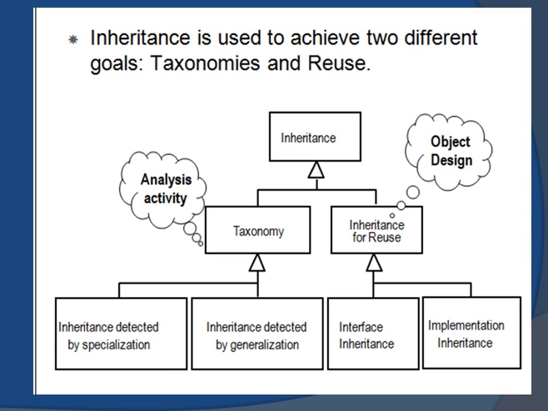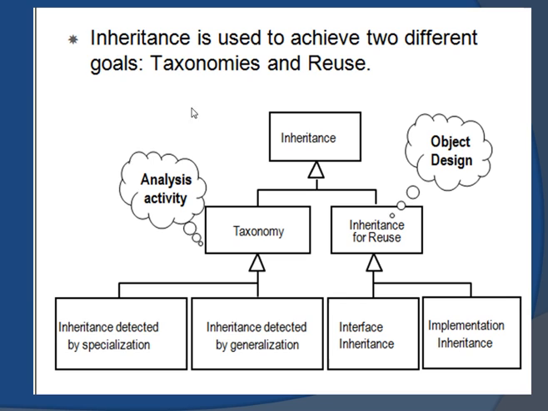Now here we have an example of inheritance that is being used to achieve two different goals, taxonomy and reuse. Look at the figure carefully here. At the very root level, we have inheritance. So this is the superclass here, we can say. At the lower end, we have taxonomy and inheritance for reuse. Taxonomy further includes inheritance by specialization and inheritance by generalization.